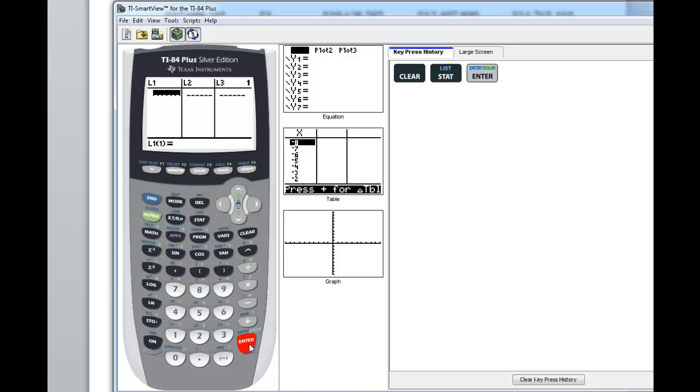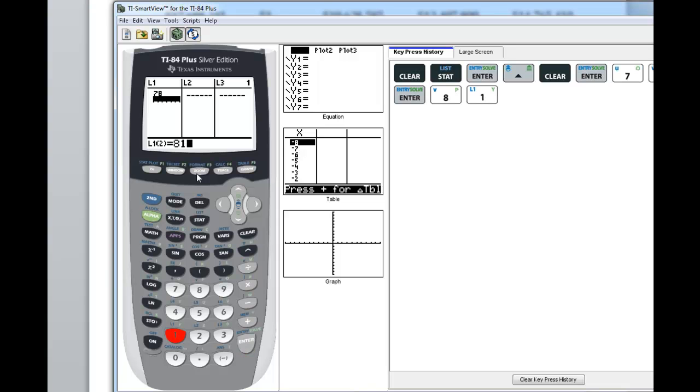If you happen to have data in your list, then you arrow up to the list name, hit clear, and enter, and that gets rid of all of your data. So if you got a list of data and you need to clear it out, that's how you do it. Otherwise we're going to go ahead and list the number of manatee deaths. Just hit enter after each value.